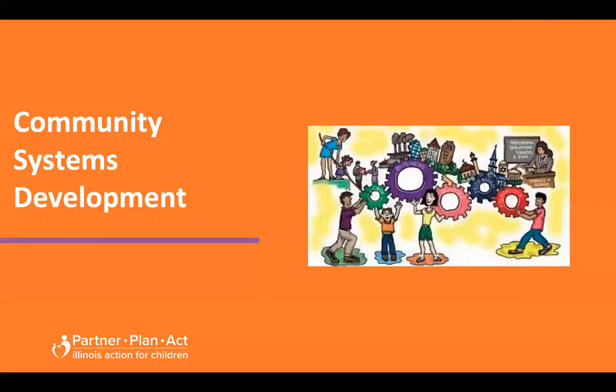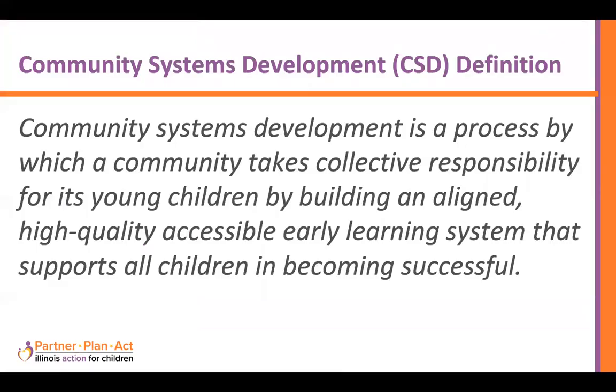Now that you've had a moment to think about why you were drawn to the work in your region, we're going to learn more about community systems development. Here's the definition of community systems development that we work with. We define CSD as a process by which a community takes collective responsibility for its young children by building an aligned, high-quality, accessible early learning system that supports all children in becoming successful. We'll be using core components of the community systems development process to support the work at the regional level.